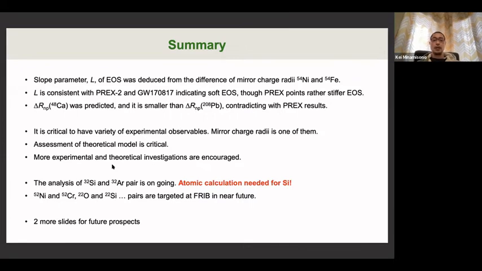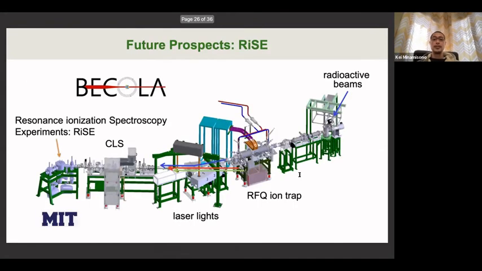And as a future, we have one complete pair, silicon-32 and argon-32, and analysis is ongoing. And any atomic calculation help for the atomic factors from the theorist is appreciated, especially for silicon. And we're also interested in going to the more sensitive systems like nickel-52 and chromium-52, oxygen-22 and silicon-22. And for those nuclei, even at FRIB, the production rate is very, very small. So the way to go is to perform RISE.